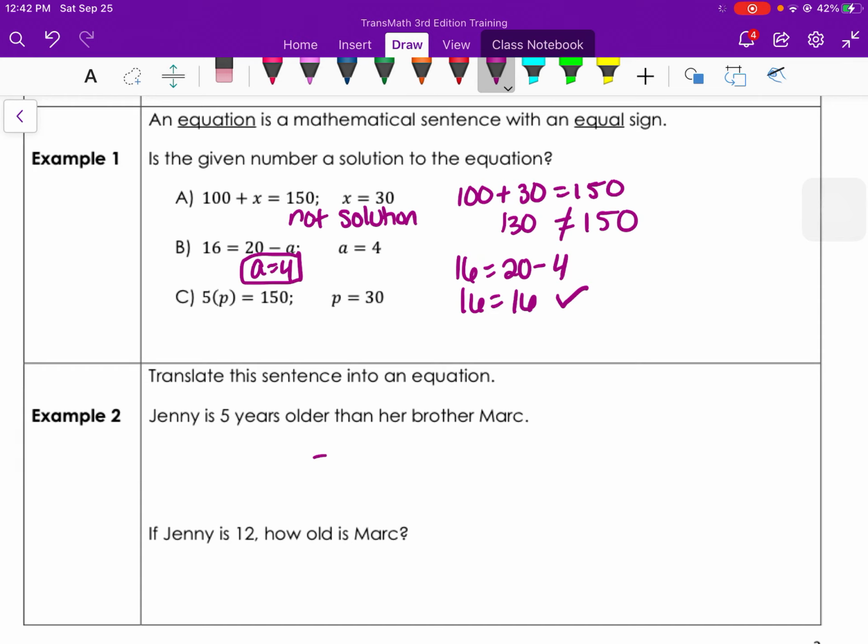The last one is 5p equals 150. That implies multiplication. So does 5 times 30, if p is 30, equal 150? And 5 times 30 is 150. So since we get 150 equals 150, that's a true statement that tells us that our solution is p equals 30.